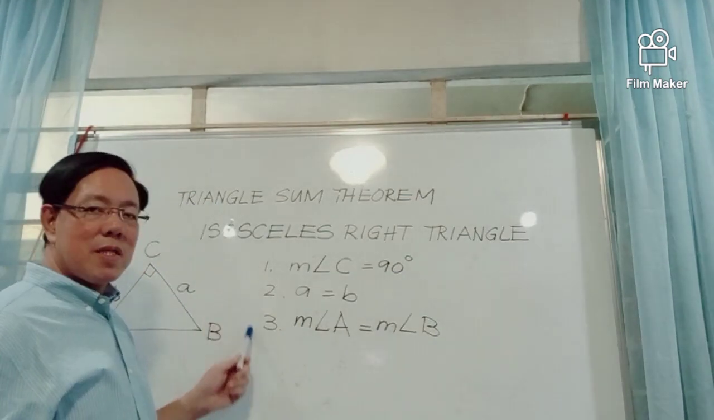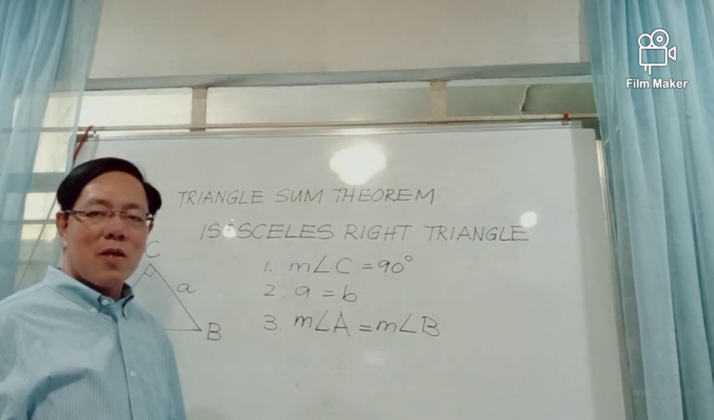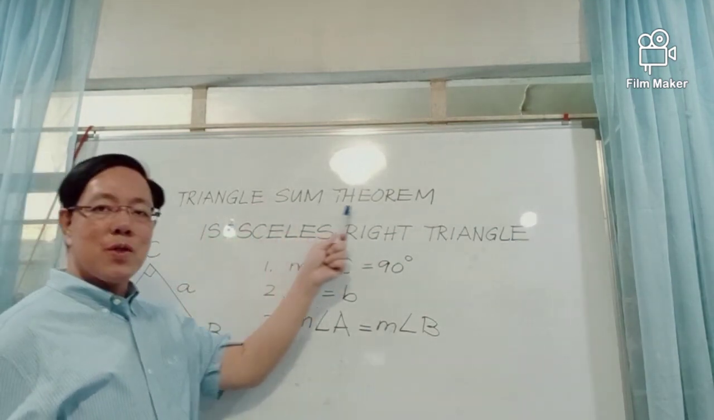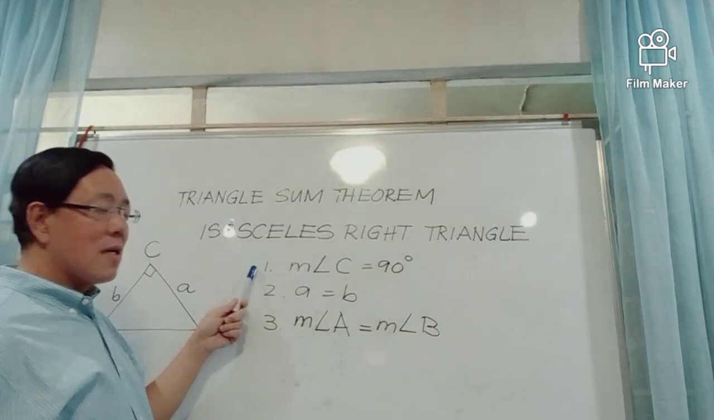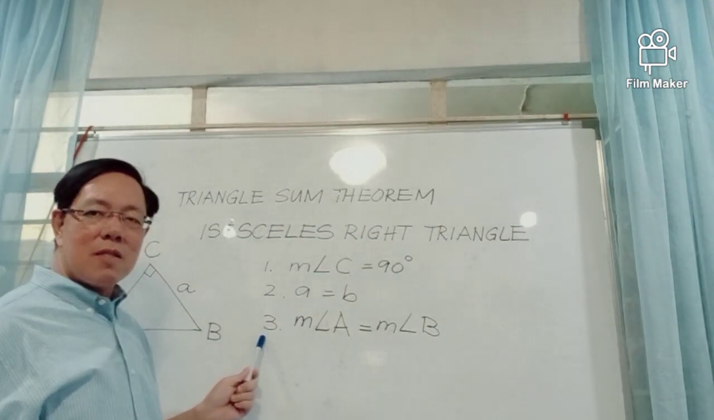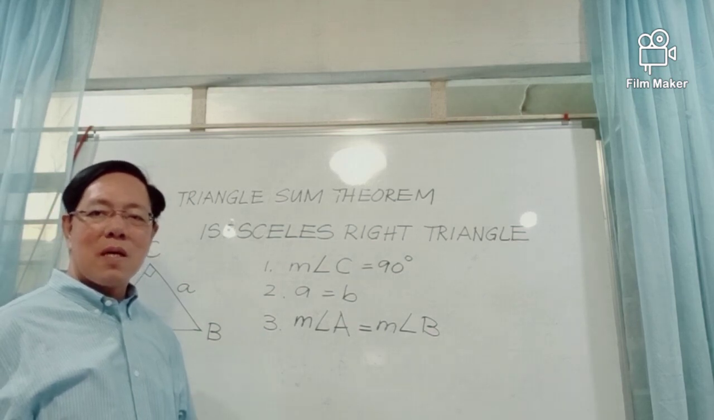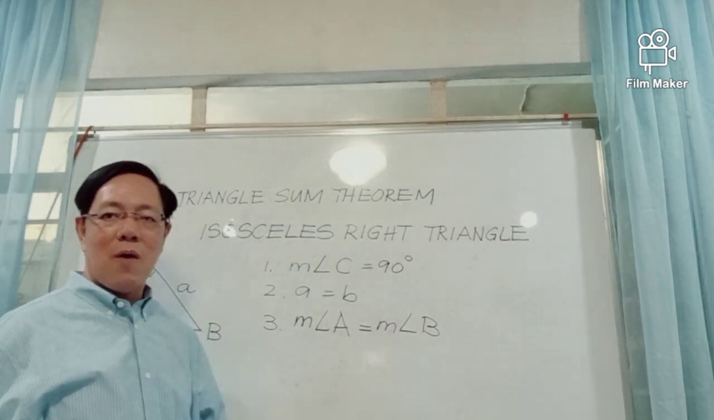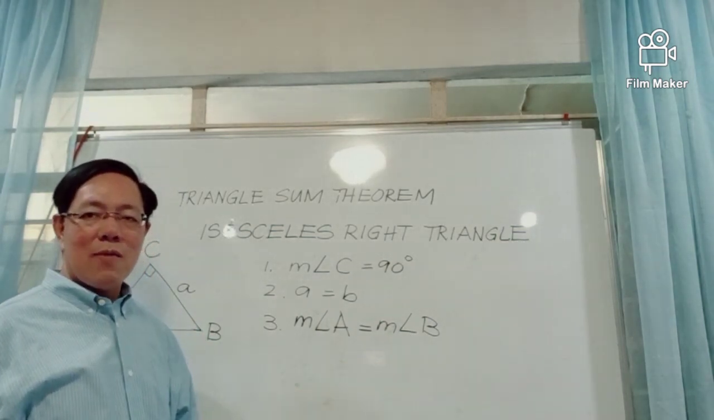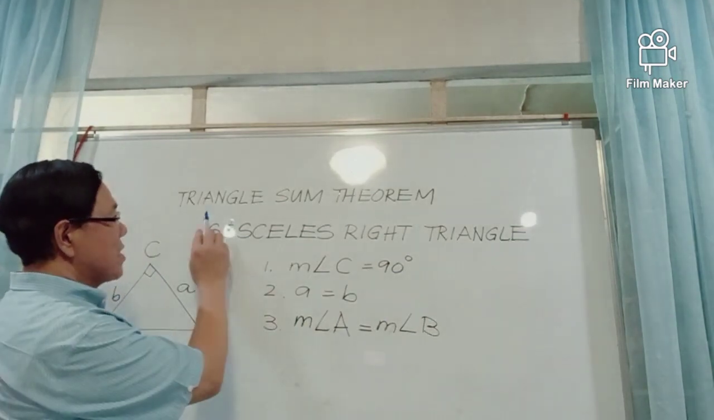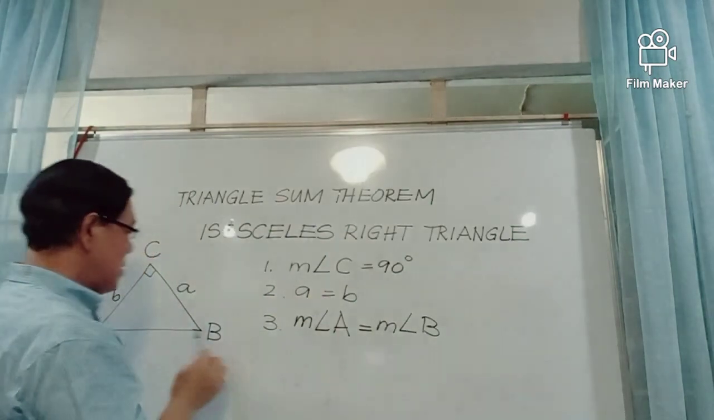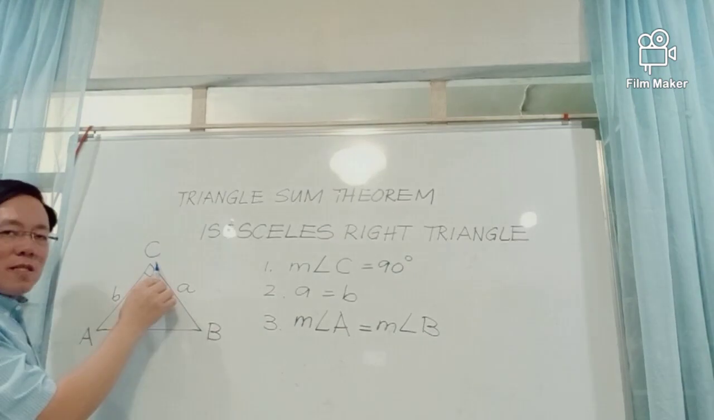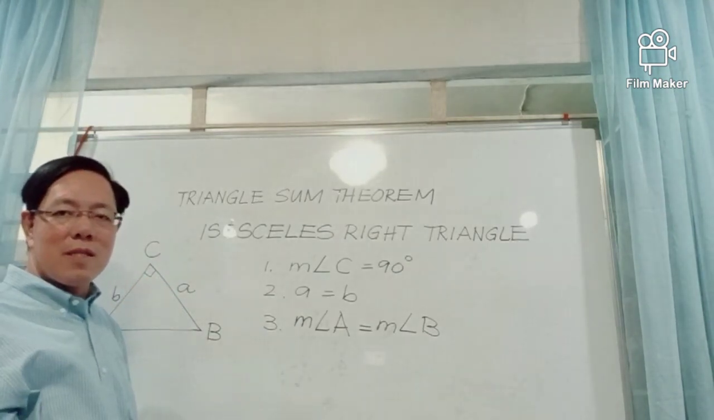These are the three properties of an isosceles right triangle. And using the triangle sum theorem and the first and the last properties of an isosceles right triangle, we can obtain the measures of the two congruent angles of an isosceles right triangle. And we do that now by the triangle sum theorem. The sum of the measures of angles A, B, and C is equal to 180 degrees.